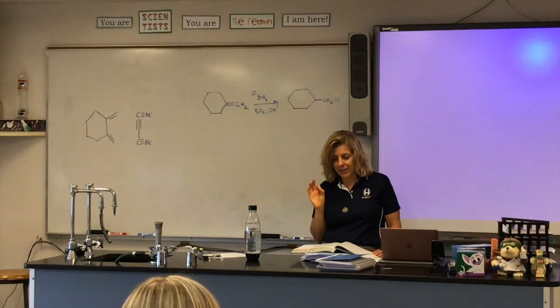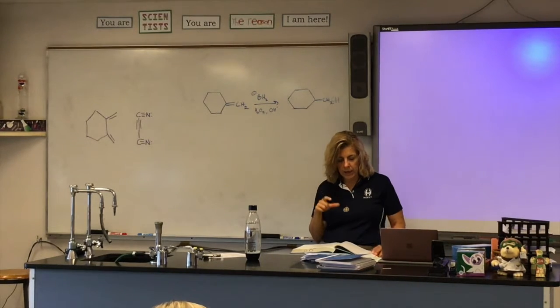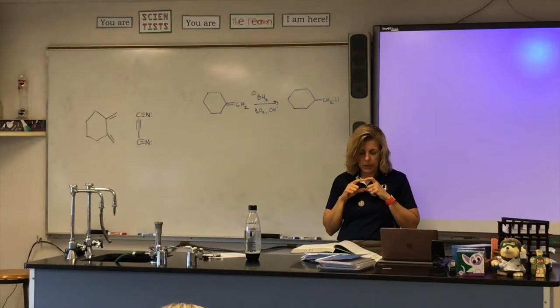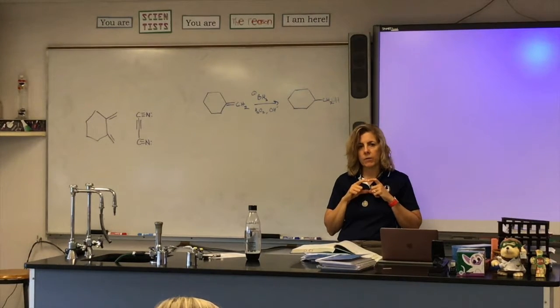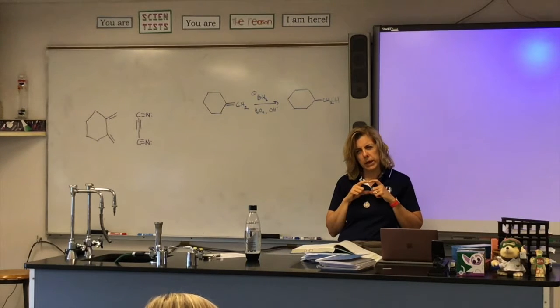We are not talking about the same kind of mechanism necessarily. Because if you look on page 90, there's a rectangle or a square where the BH3 adds to the double bond. I'm not showing stuff like that. So try not to apply the same kind of mechanism to the anti-Markovnikov.